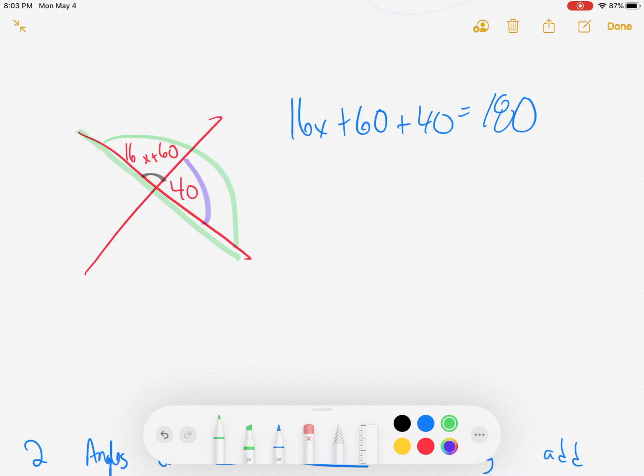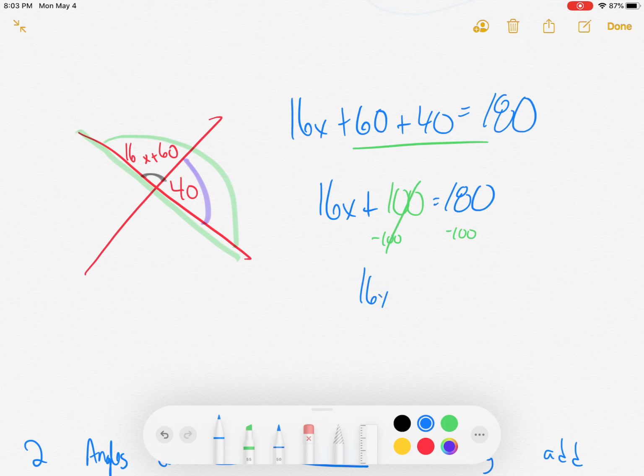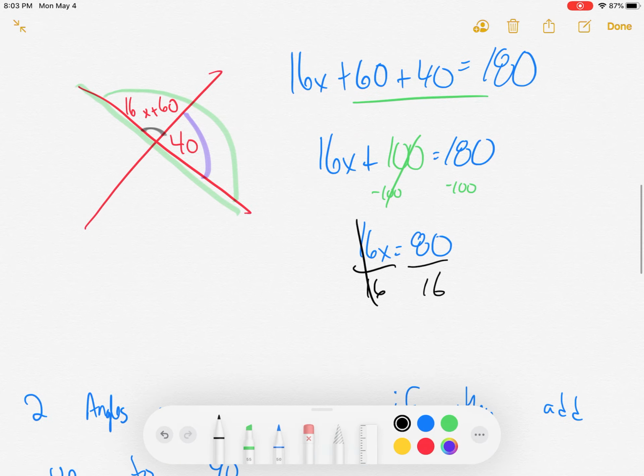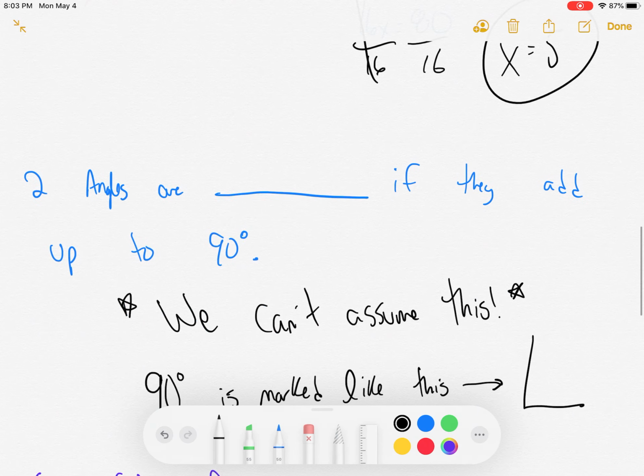Now we just got to solve for x, so we got to start by combining like terms. 60 plus 40, 16x plus 100 equals 180. Okay, got to get x by itself, minus 100, 16x equals 80. Divide by 16. Do a calculator, you should get x equals 5 in this example.